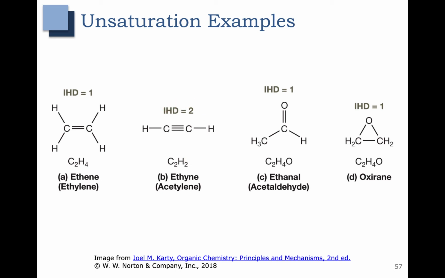Ethanal over here also has 1 degree of unsaturation, or 1 IHD. You'll notice that the oxygen here does not affect the number of carbons and hydrogens. Oxirane over here on the right has a ring instead of a double bond, so it has the same molecular formula as ethanal. Both of these have 1 IHD. They would also be considered constitutional isomers because they have the same molecular formula but different connectivity.